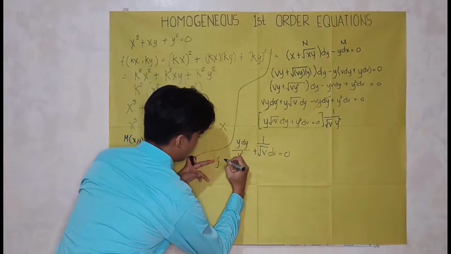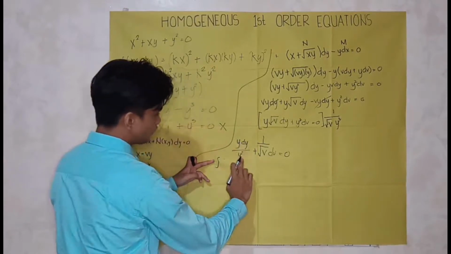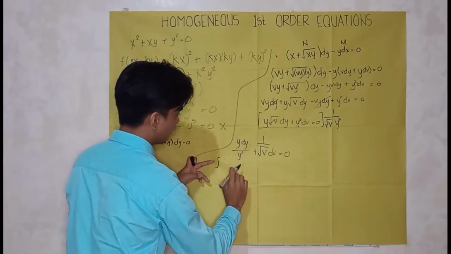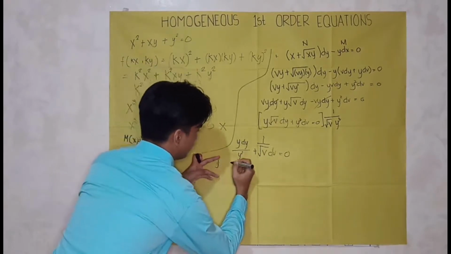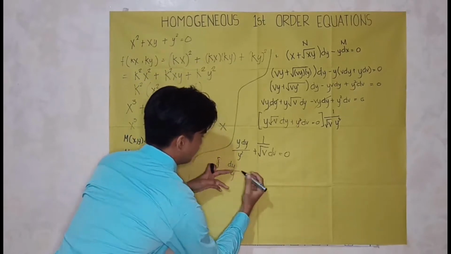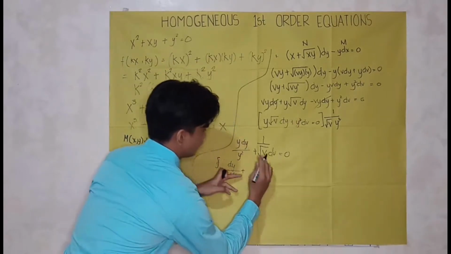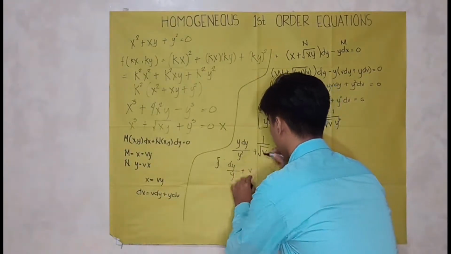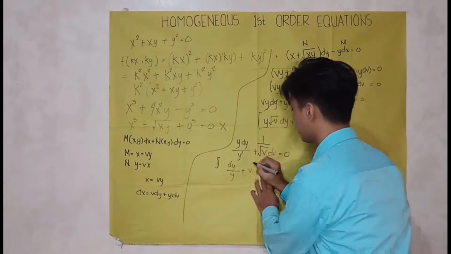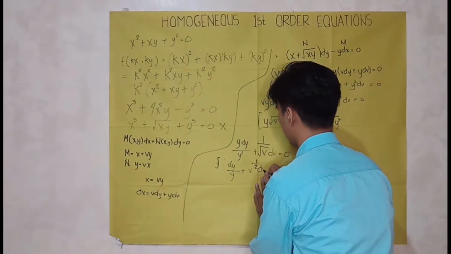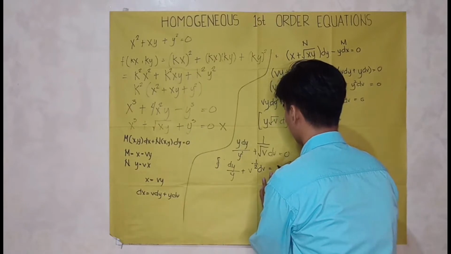Integral of... y, ito, so simplify muna natin ito. So magiging dy over y plus v raised to negative 1 half dv is equals to 0.